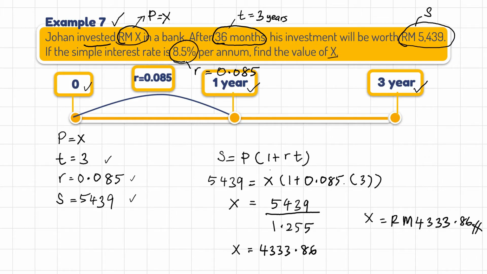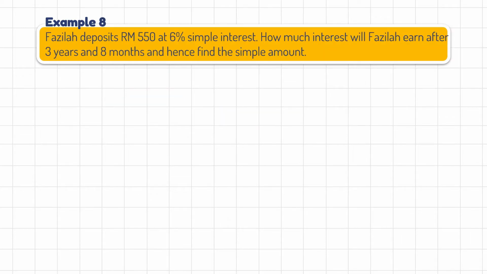If you can see the pattern from the previous example where we need to find simple amount, which is S, for this example, we need to find the principal. Both examples, we use the same formula. Okay? Now, we move to example 8.